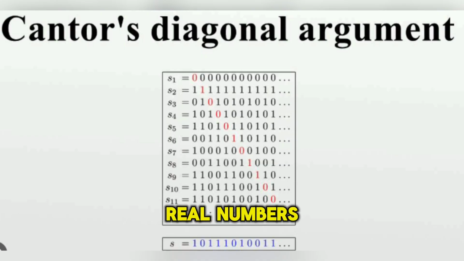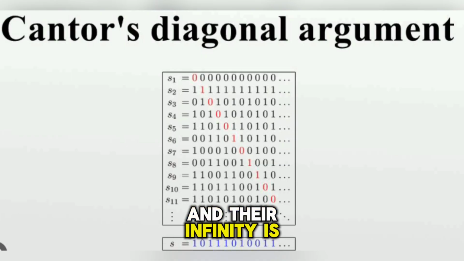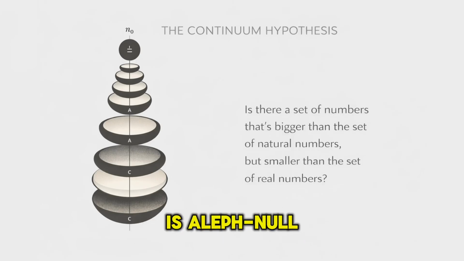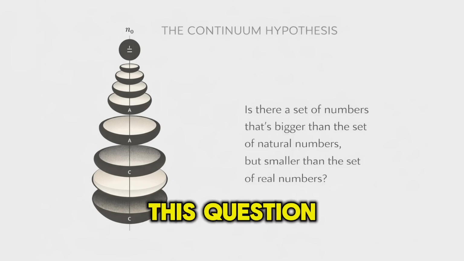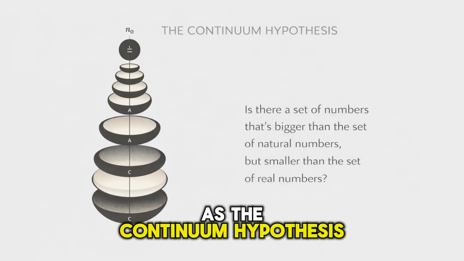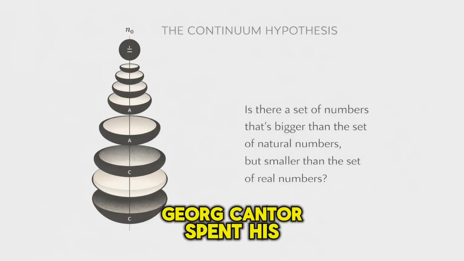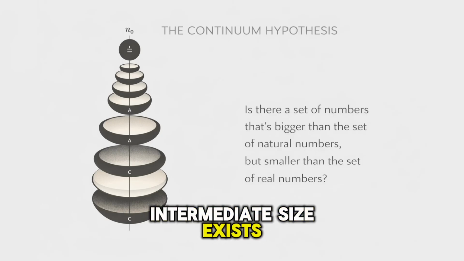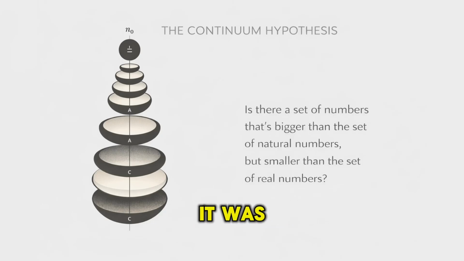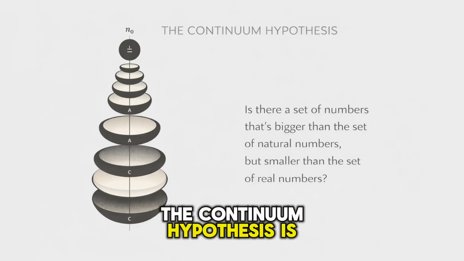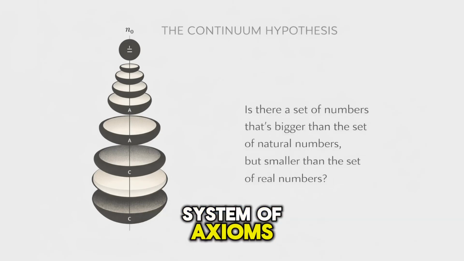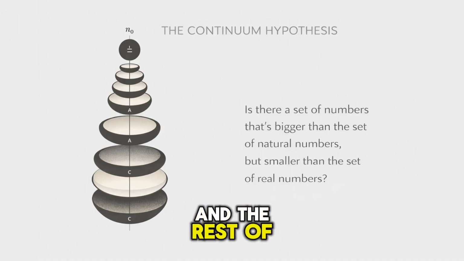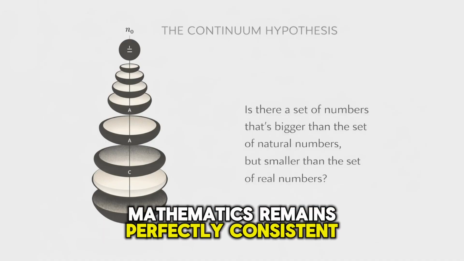This proves that the real numbers are uncountable, and their infinity is of a strictly higher order than that of the natural numbers. Is there an infinity in between them? This question is known as the Continuum Hypothesis. Georg Cantor spent his later years trying to prove that no such intermediate size exists. In a shocking twist for modern logic, it was discovered that the Continuum Hypothesis is undecidable within our standard system of axioms. You can assume it is true, or you can assume it is false, and the rest of mathematics remains perfectly consistent.